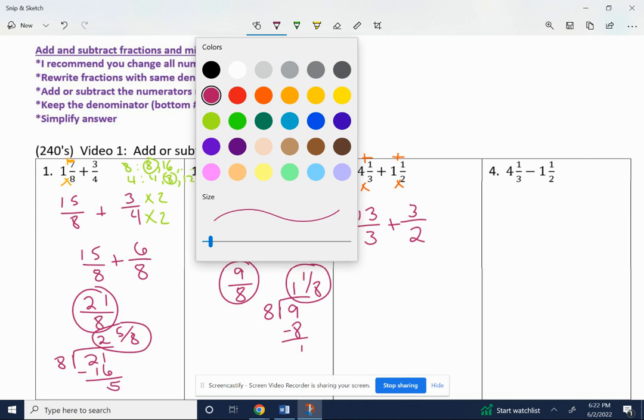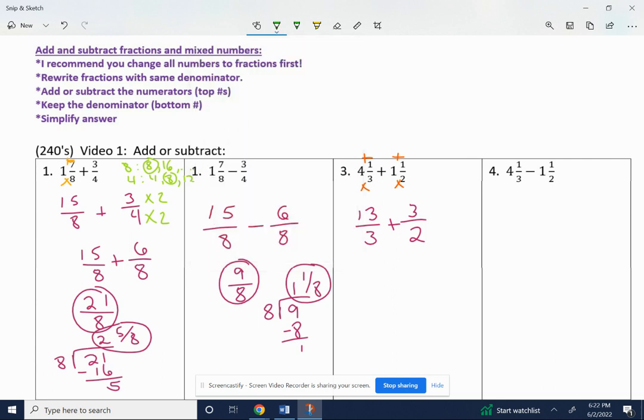I need a common denominator. I need a number that 3 and 2 divide into. You could count by 3s and count by 2s and just see the first number you get to that's common. And that's going to be 6. So I need to make my common denominator 6.